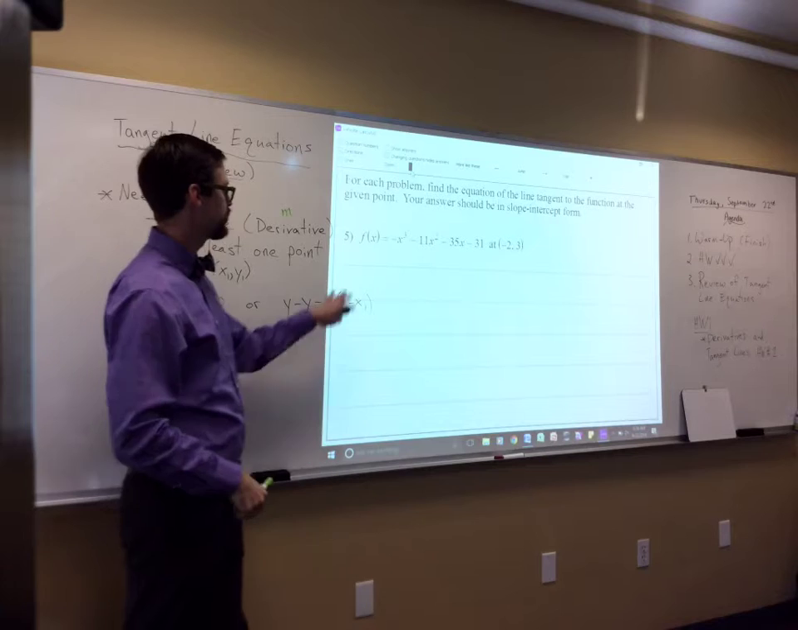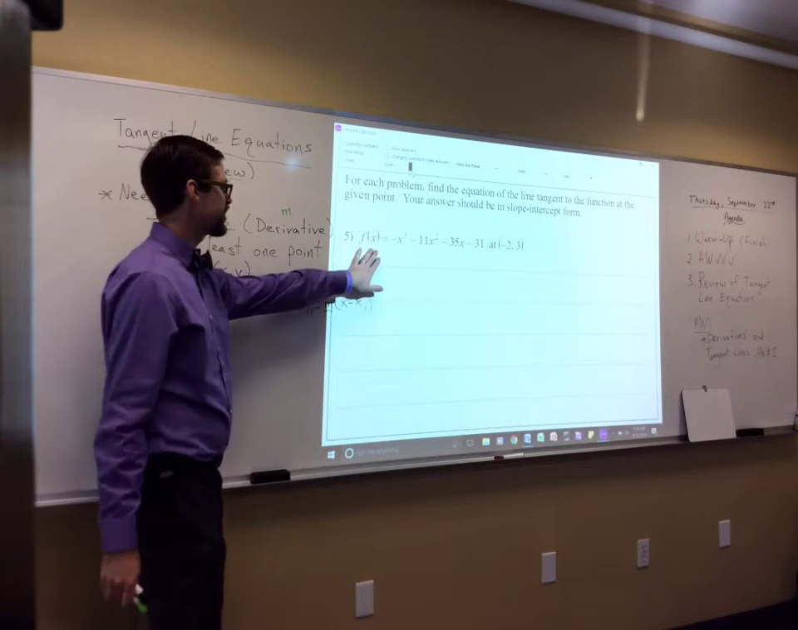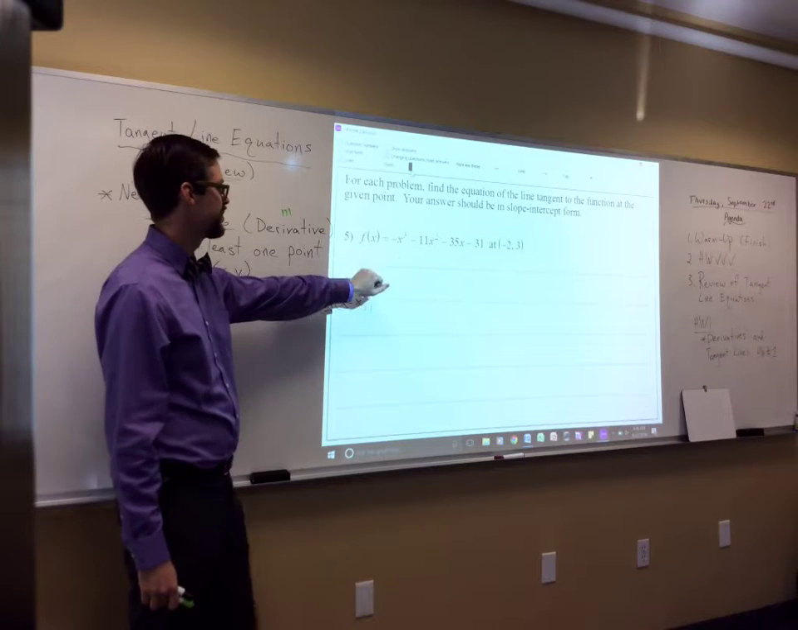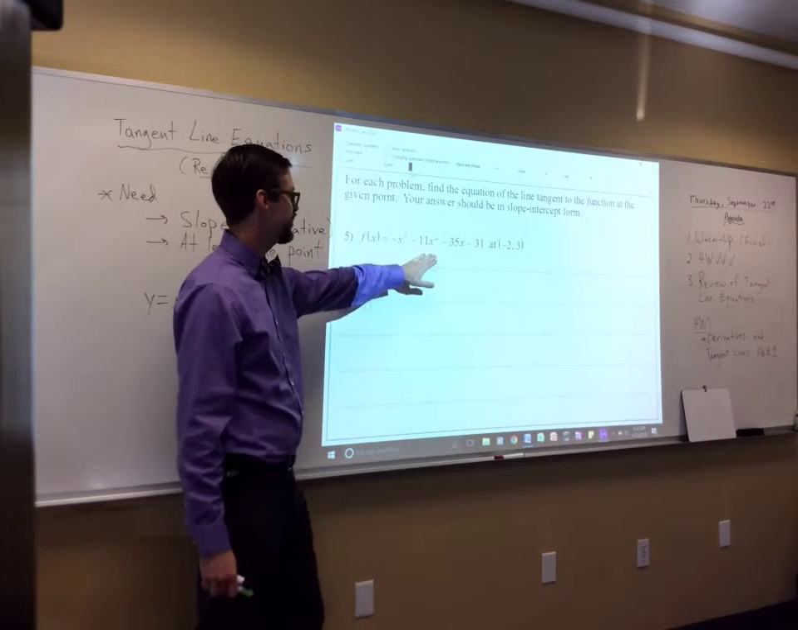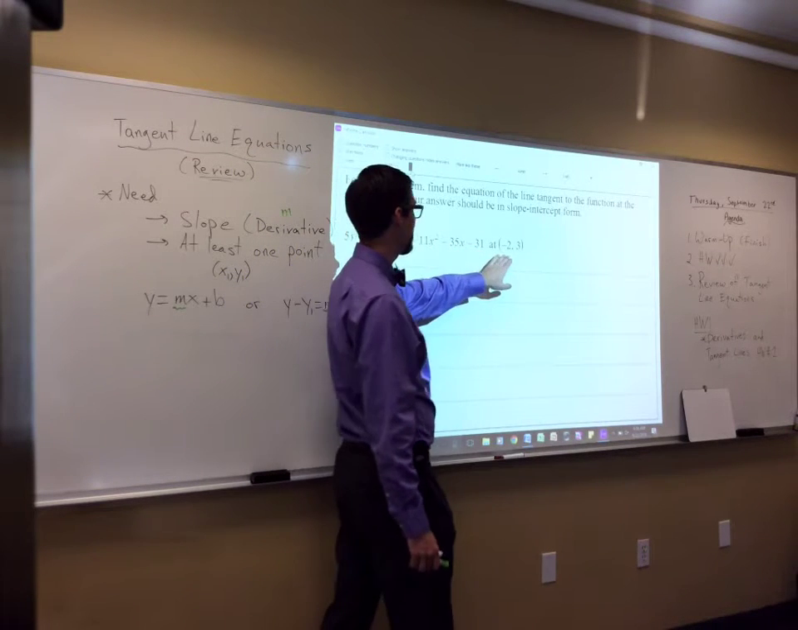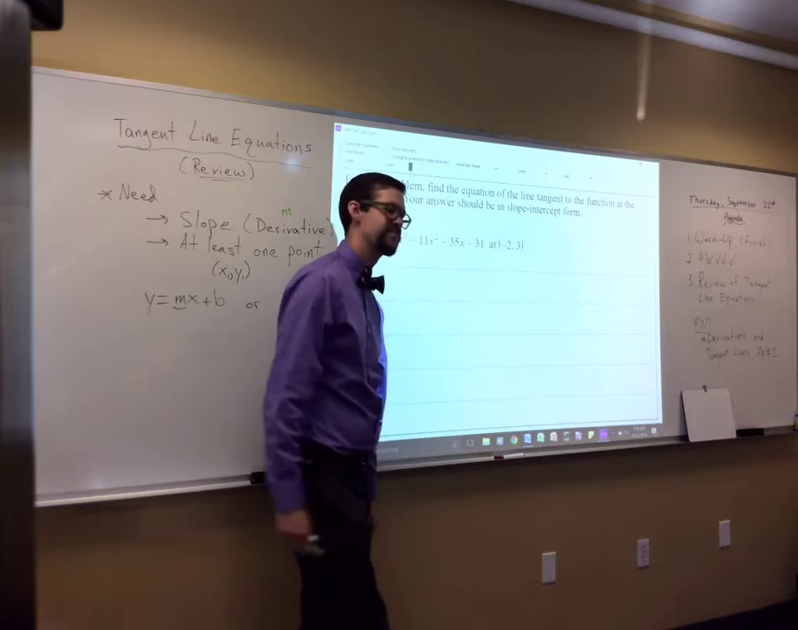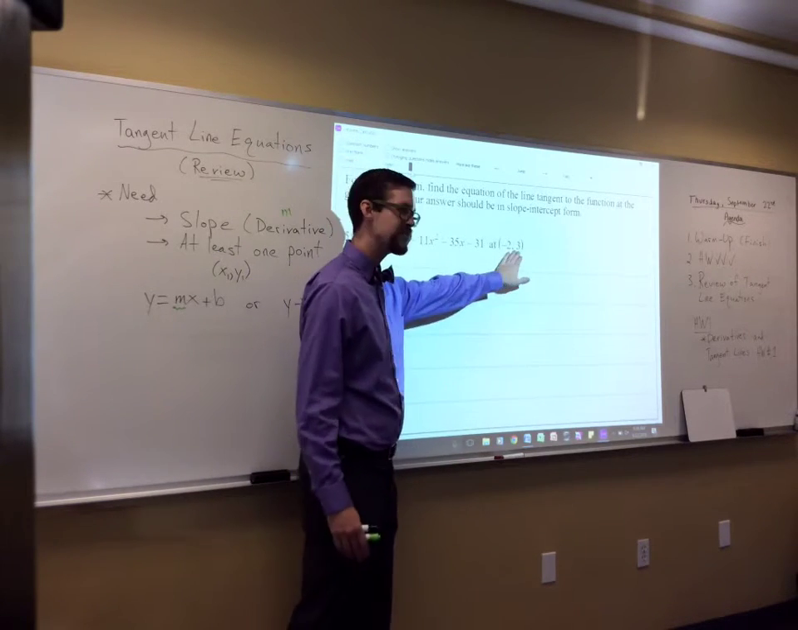Alright, so this is problem number 5 from the homework tonight. We're given a function, f of x equals negative x to the third minus 11x squared minus 35x minus 31 at the point negative 2, 3. This is one of those times where I say, thank you for giving me the point.